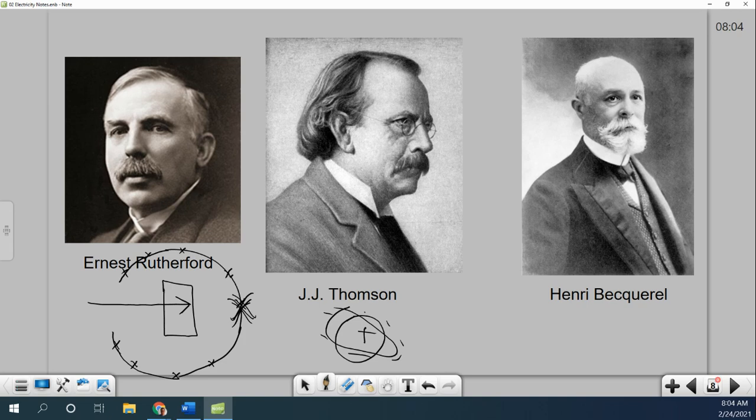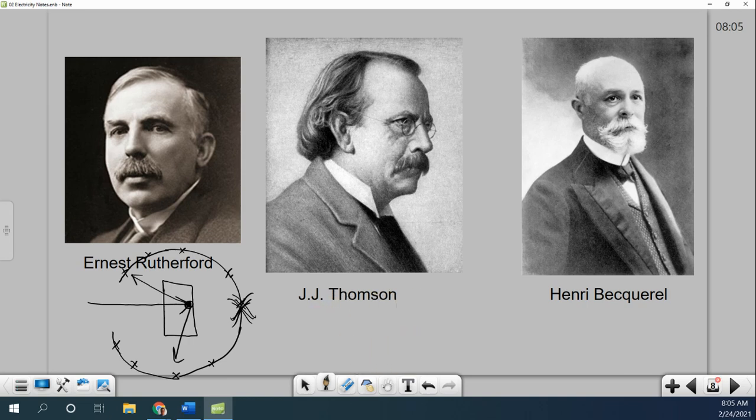How many times would you expect the bullet to hit the tissue paper and deflect sideways? Or worse, hit the tissue paper and reflect back at you? I mean, if you're me, if I'm shooting a gun at a piece of tissue paper, I expect that to happen 0% of the time. That should never happen. That bullet should go straight through, right? So they took a look at this model and they said, this doesn't work.